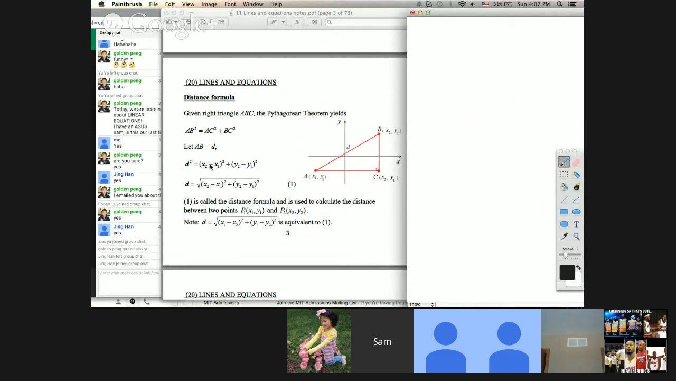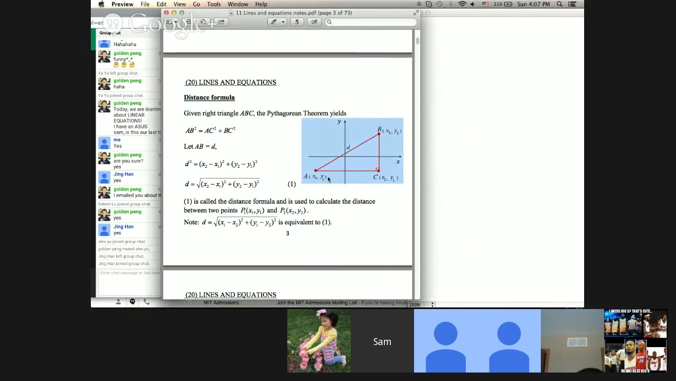It's just the difference between the x points and the difference between the y points. And you have to have it so that if you subtract this x from this x, you have to subtract this y from this y. So just memorize that formula. And if you think about it well enough, it's basically the Pythagorean theorem between two points.